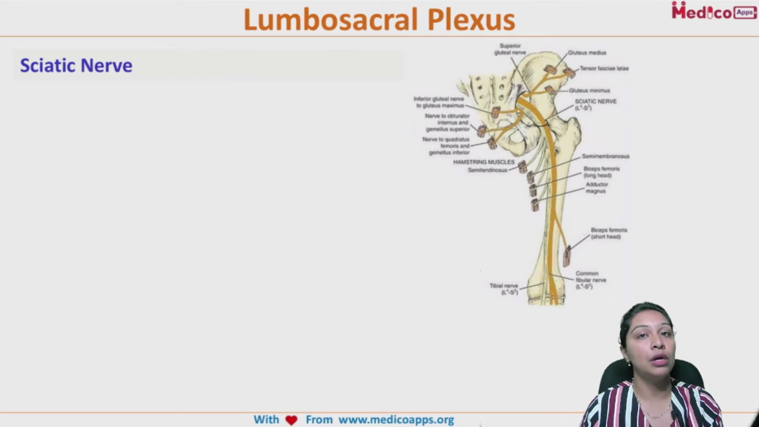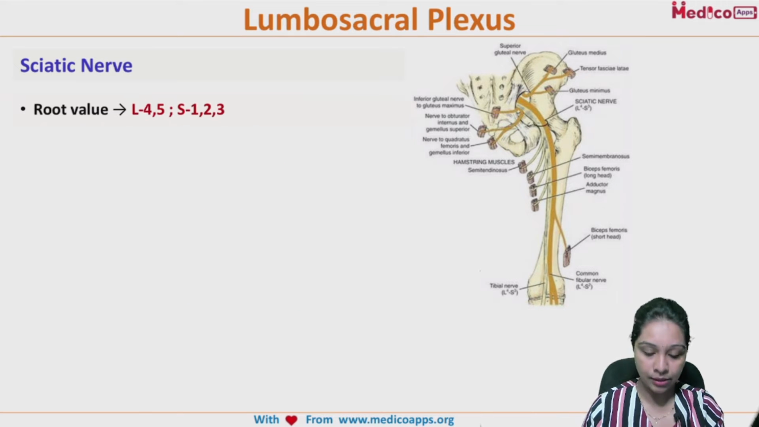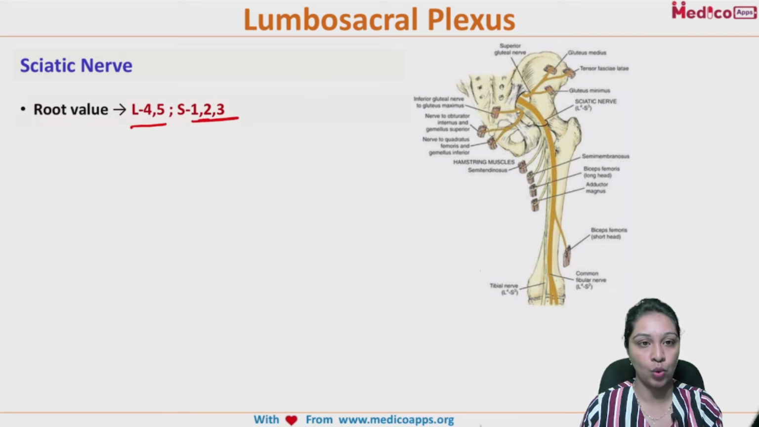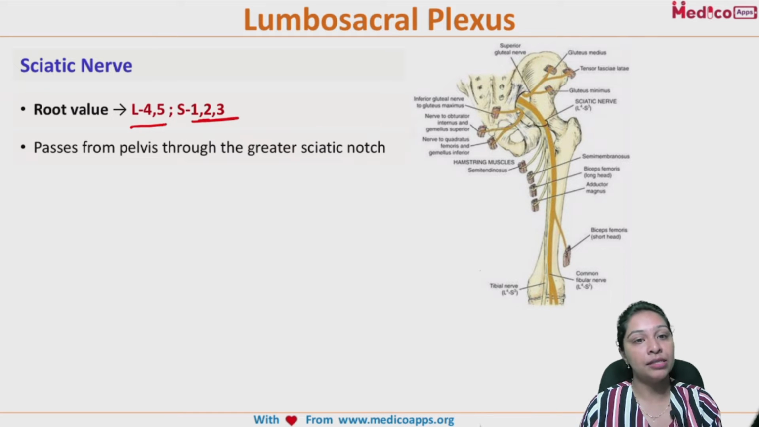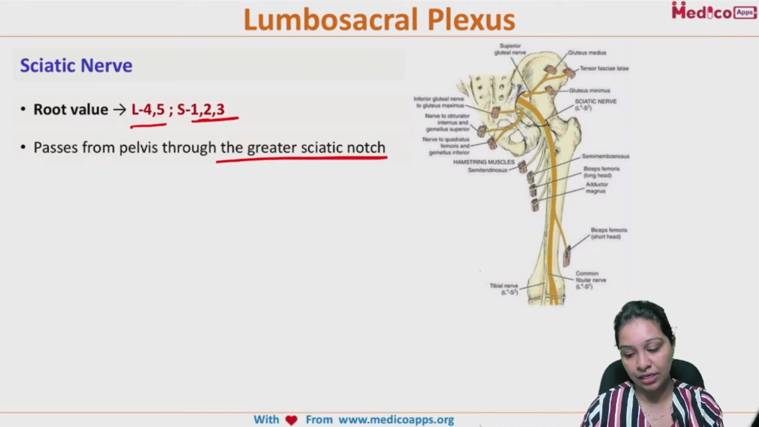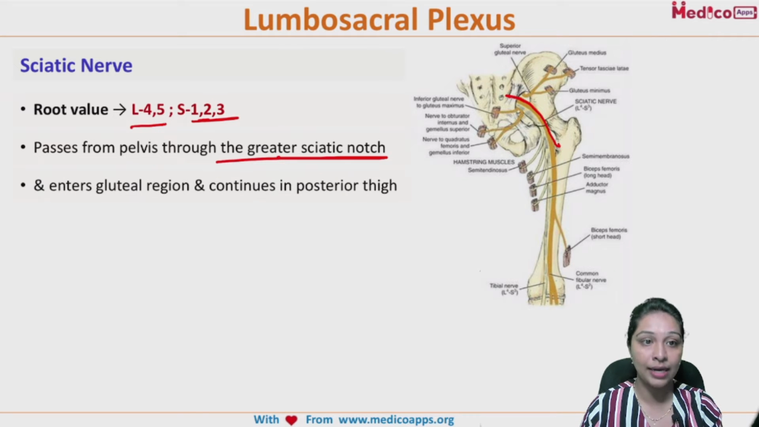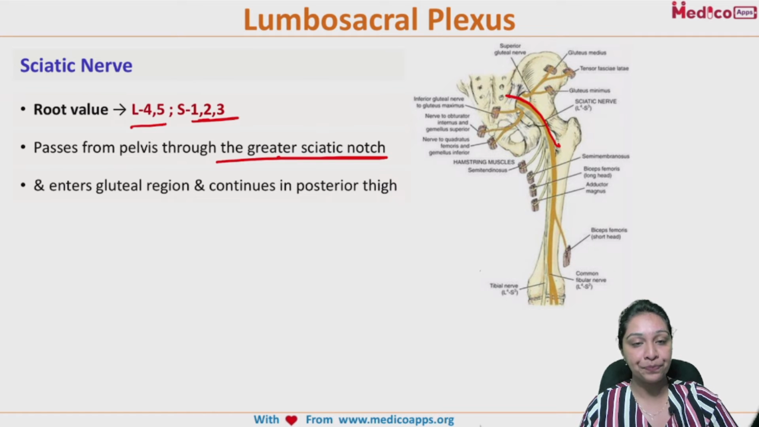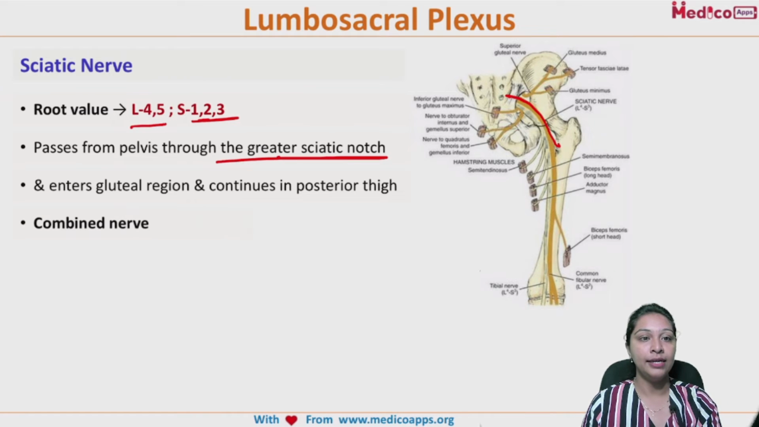Now the important nerve here is the sciatic nerve. It has the root values L4, 5, S1, 2 and 3. It passes from the pelvis through the greater sciatic notch. So you can see it is passing from the pelvis into the greater sciatic notch and enters the gluteal region, where it continues to supply the posterior aspect of the thigh.